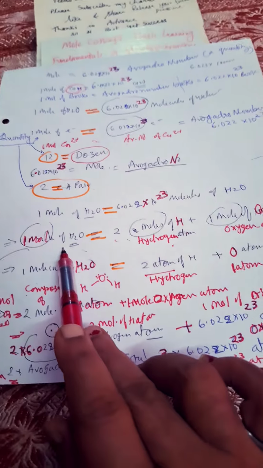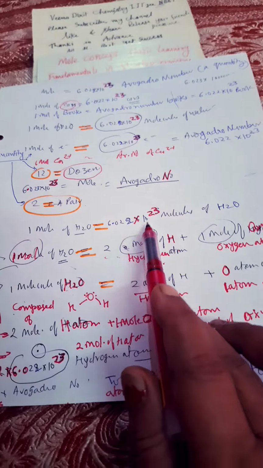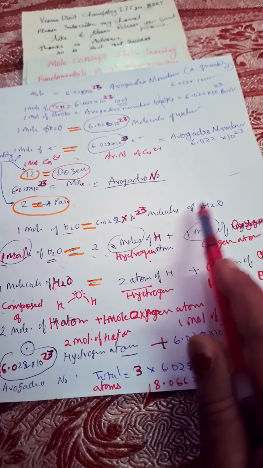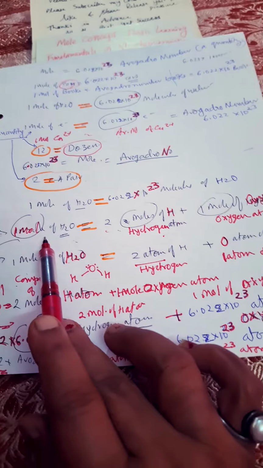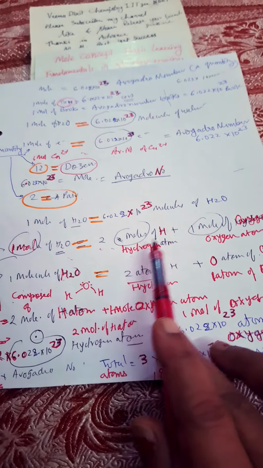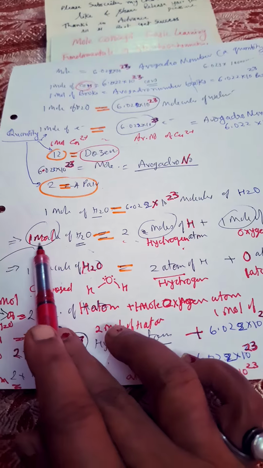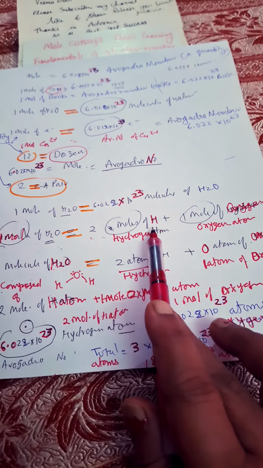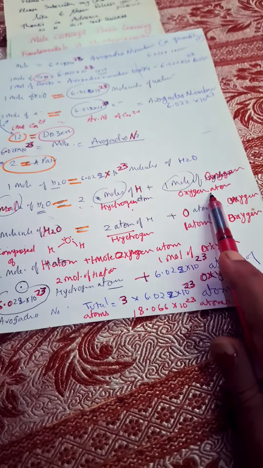Clear? 1 mole of water contains how many molecules? 6.022 into 10 to the power 23 molecules of water. Now this 1 mole of water is composed of 2 mole of hydrogen atom and 1 mole of oxygen atom. Remember, if I am using 1 mole, at that time I will say 2 mole of hydrogen, 1 mole of oxygen atom.